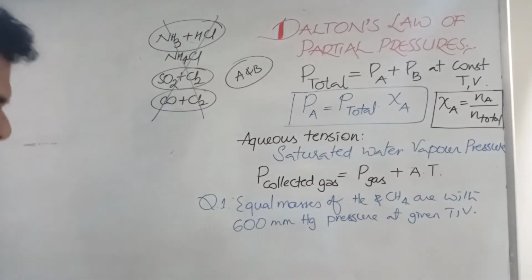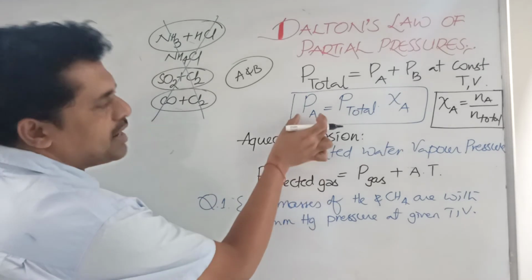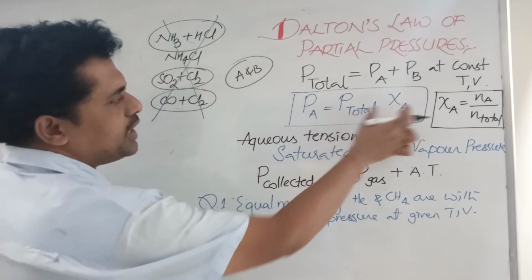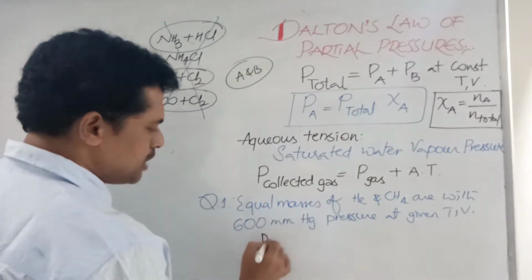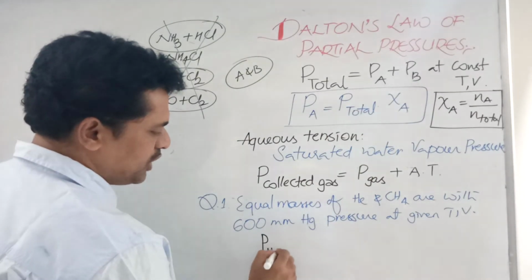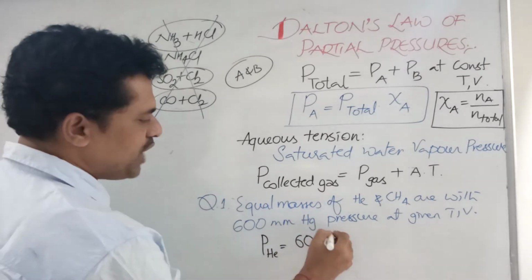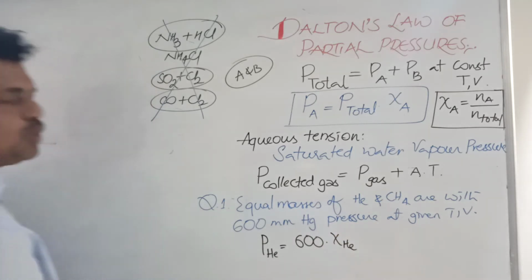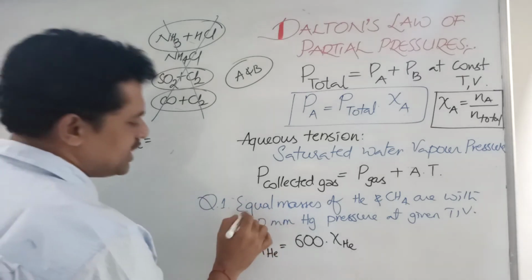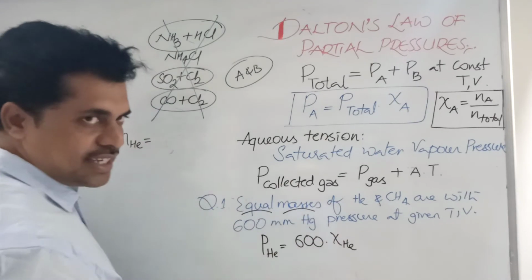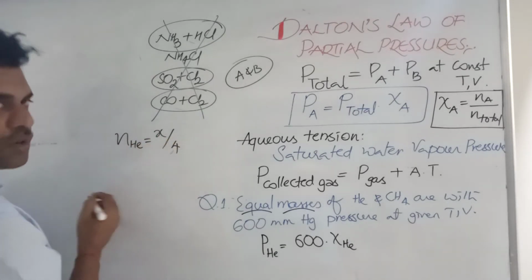I'm not writing, I don't want to waste the time. What partial pressure are they asking? The formula is partial pressure equals total pressure into mole fraction. So the partial pressure of helium is total pressure, 600, into the mole fraction of helium. How to find the mole fraction of helium? First you need to find the number of moles of helium. What sentence did they mention? Equal masses. So I am taking X mass, and helium's molecular mass is 4.